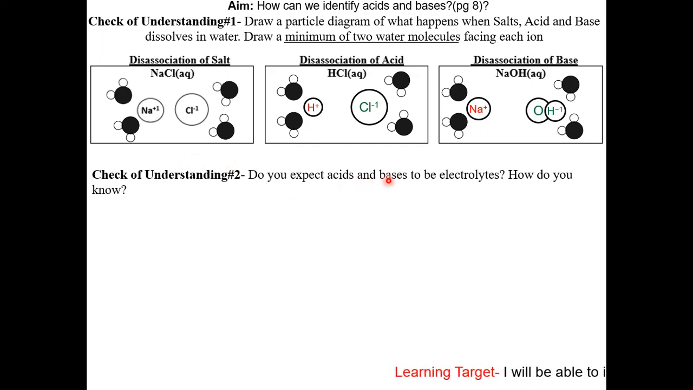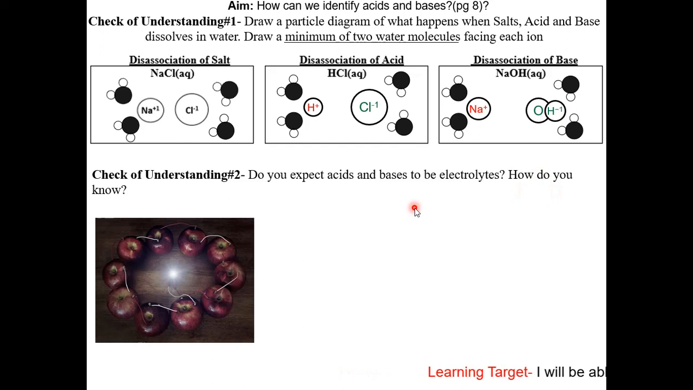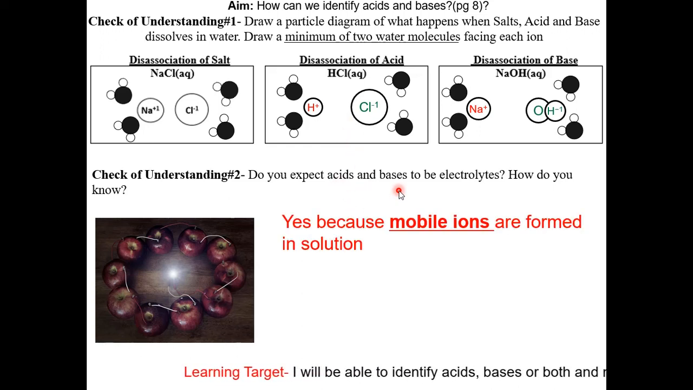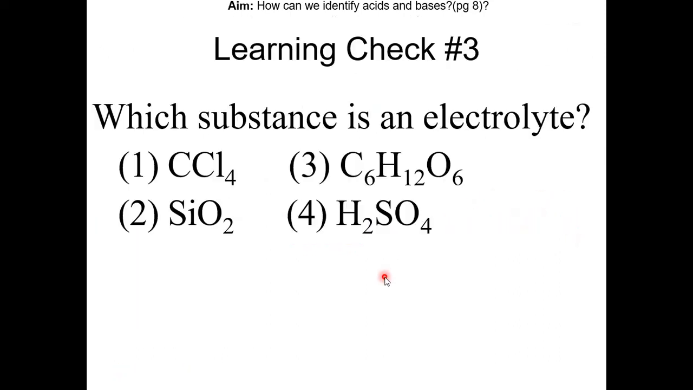Do you expect acids and bases to be electrolytes? How do you know? Electrolytes are substances that conduct electricity when dissolved in water. By looking at these diagrams, the acids and bases, when dissolved in water, dissociate into ions. These ions can move around. So acids and bases can conduct electricity because mobile ions are formed in solution.